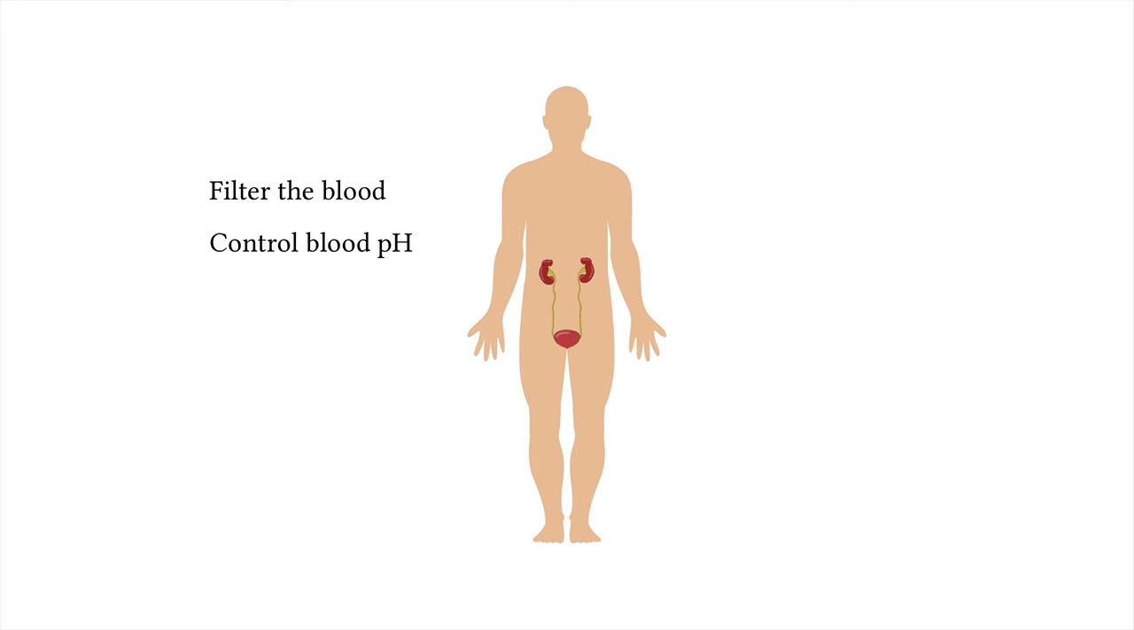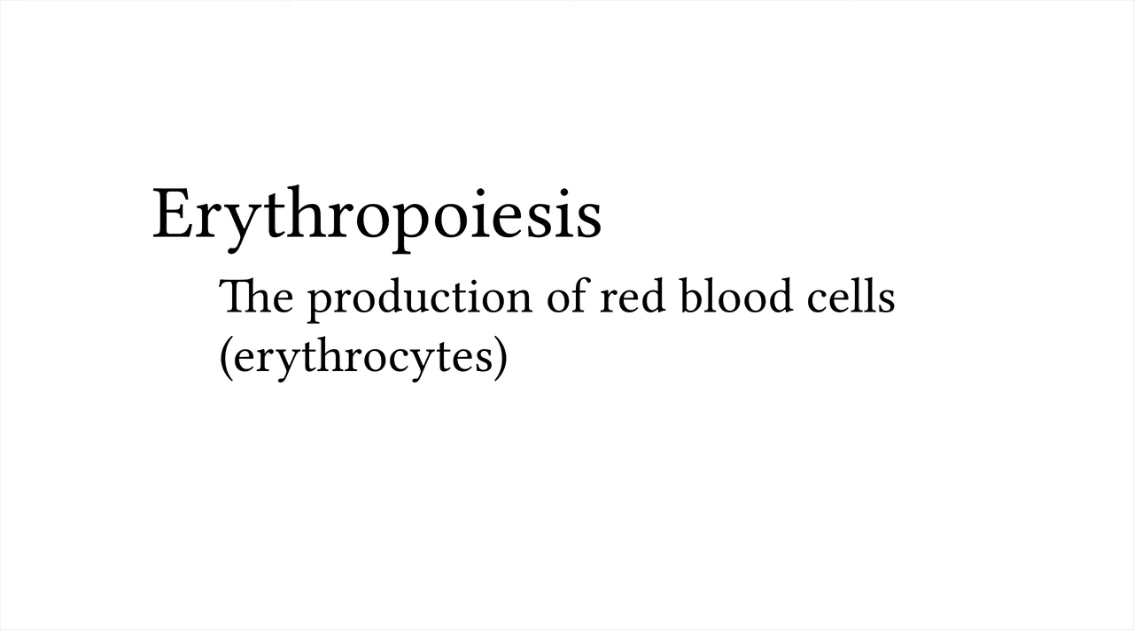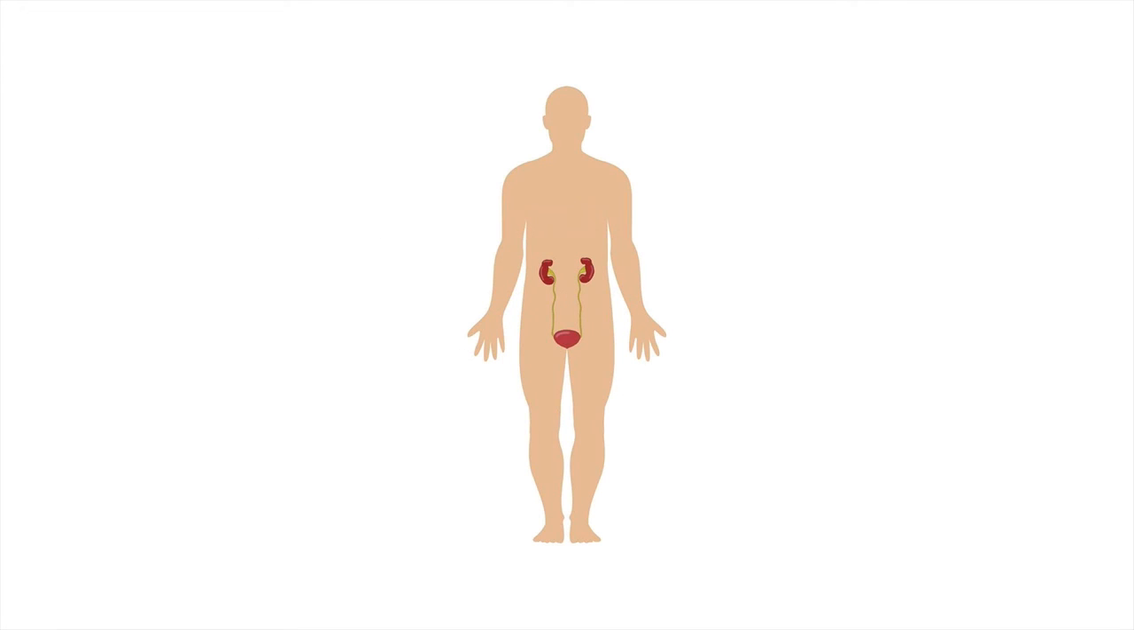The third function of the urinary system is to regulate blood pressure. The fourth function is to stimulate a process called erythropoiesis. Erythropoiesis is the production of red blood cells, or erythrocytes. What happens is that kidney cells can identify if there's not enough oxygen in the blood, so they will make a hormone called erythropoietin. This hormone moves through the blood to the red bone marrow, where it behaves as a signal to stimulate the bone marrow to increase erythrocyte production.